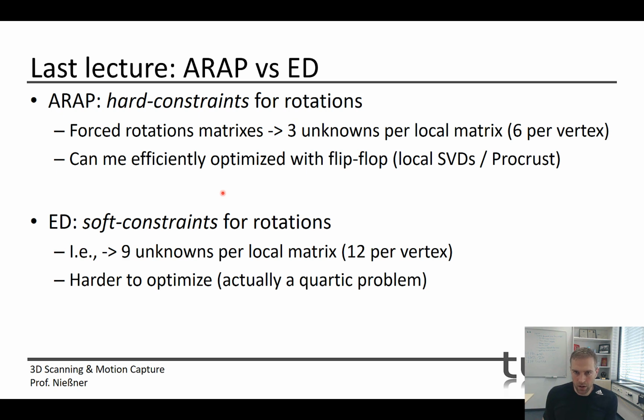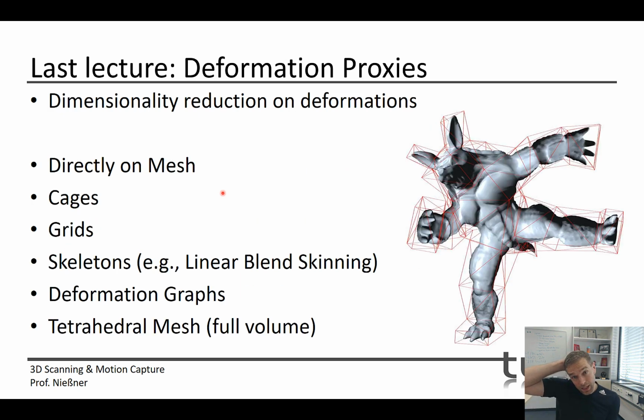Okay, lastly, we talked about deformation proxies. So basically, rather than computing these terms that we have just seen on the mesh itself, you can compute them on cages, grids, skeletons, and so on. And then one specific thing we talked about was deformation graphs. That's very commonly used, and we're going to follow up on this one today because we need it for a few non-rigid reconstruction methods, actually, right?